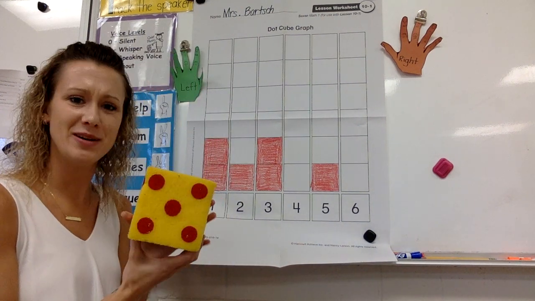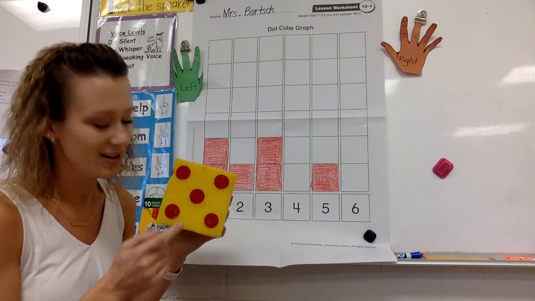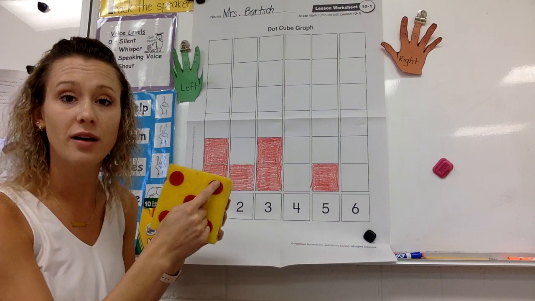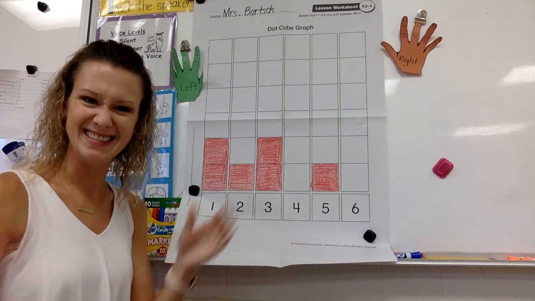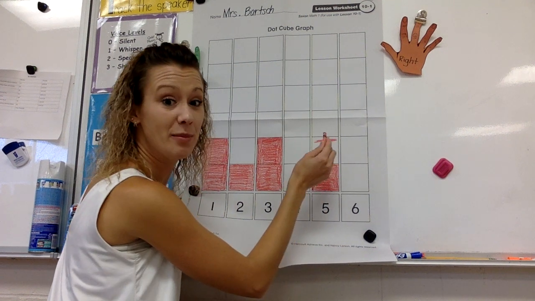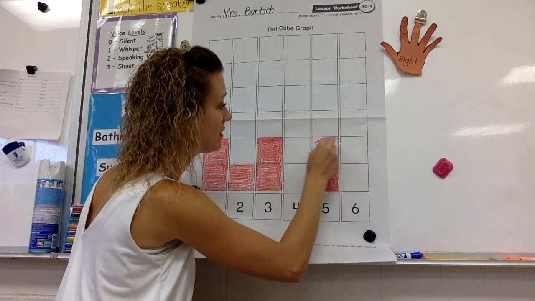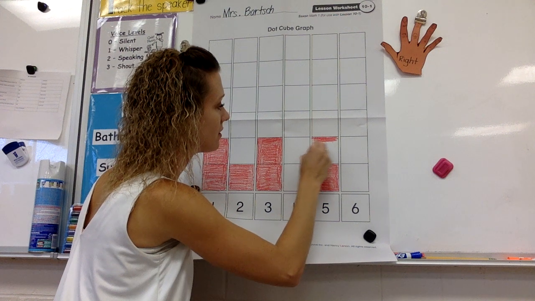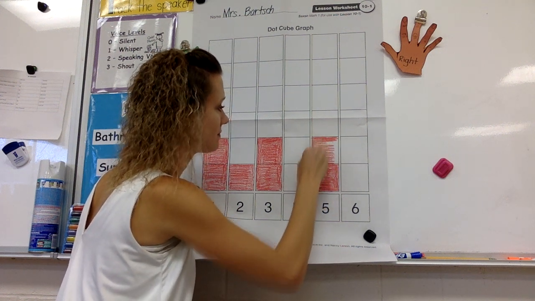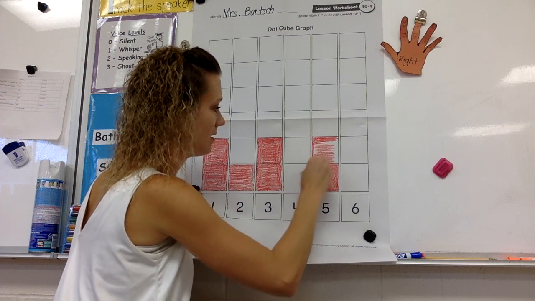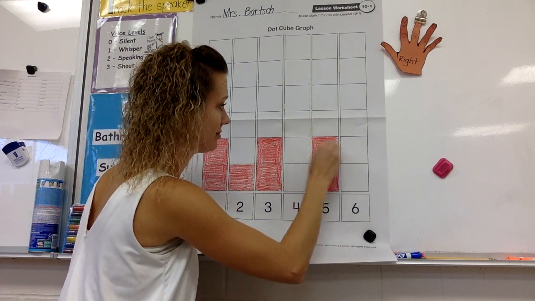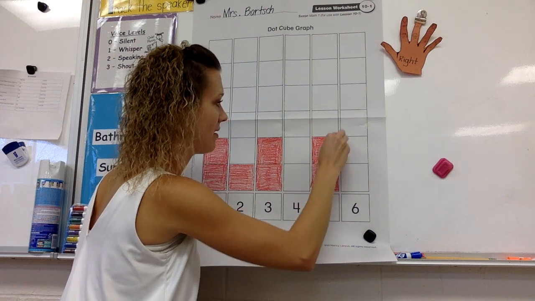This is crazy. Look at what number I rolled. Count with me. Ready? Go. 1, 2, 3, 4, 5. Color 1 more square for number 5. Now number 5 has 2 squares. Oh man, I hope number 6 and number 4 get some squares soon because they're losing. That's sad for them, huh?